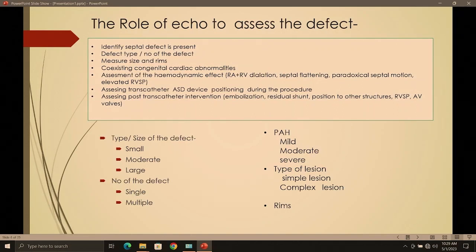So, what is the role of echo to assess the defect? Identify whether the septal defect is present, defect type, number of defects, measurement of the size of the defect and available rims, and coexisting congenital cardiac abnormalities, assessment of the hemodynamic effect, assessment of the transcatheter ASD device positioning during the procedure, and assessing post-transcatheter intervention issues like embolization, residual shunt, positioning of the device relative to other structures, etc.